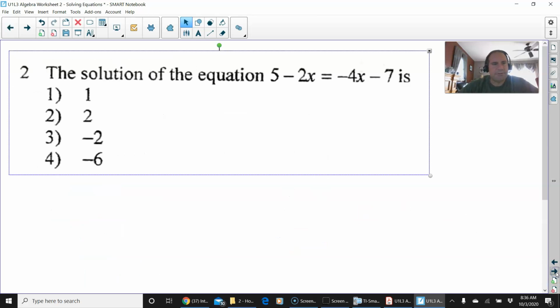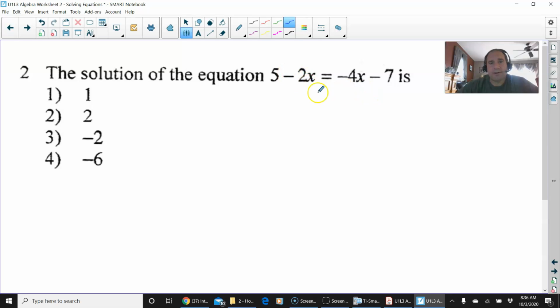And on to number 2. Again, we have variables on both sides. Try to bring the smaller variable over to the larger. The smaller coefficient is the negative 4x, so I'm going to add 4x. The reason I'm not dividing there is because I don't want to break up the 4 and the x just yet.